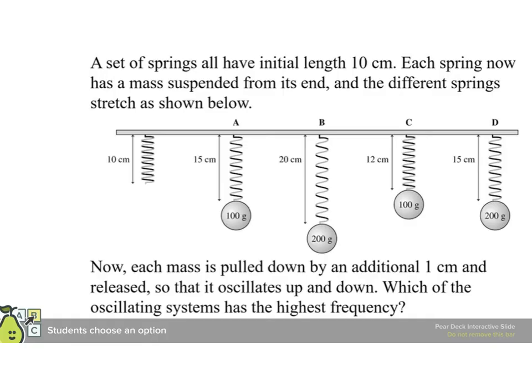All right, a set of springs all have initial length 10 centimeters. Each spring now has a mass suspended from its end, and the different springs are stretched as shown below. Then each mass is pulled down by an additional 1 centimeter and released, so it oscillates up and down. Which of the oscillating systems has the highest frequency? All right, so we're going to look at the frequency is 1 over the period. So it's 1 over 2 pi root k over m.